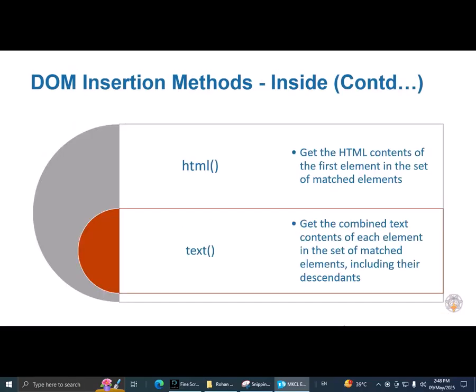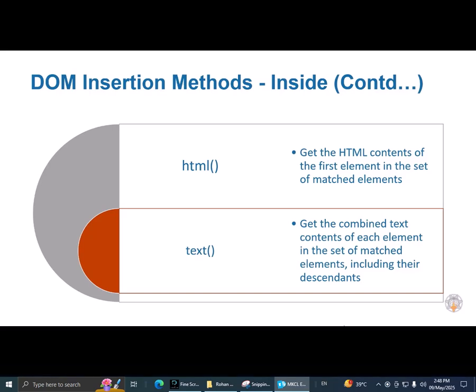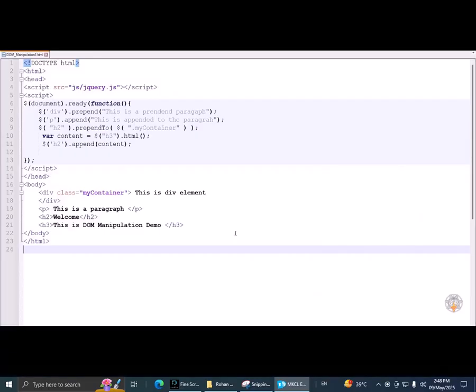Two more DOM insertion methods inside the existing content are HTML and text. The HTML method gets the HTML contents of the first element in the set of matched elements. The text method gets the combined text of the contents of each element in the set of matched elements, including their descendants. Now let us look at the sample program for DOM manipulation.